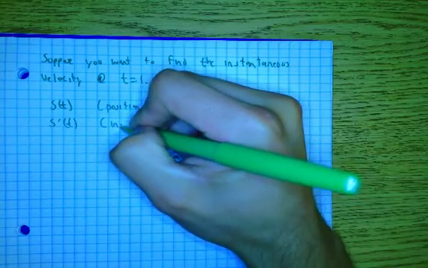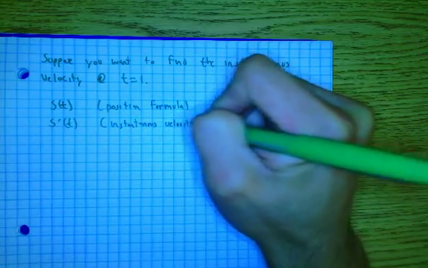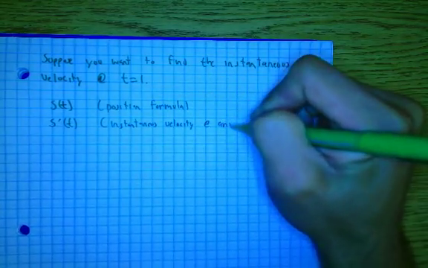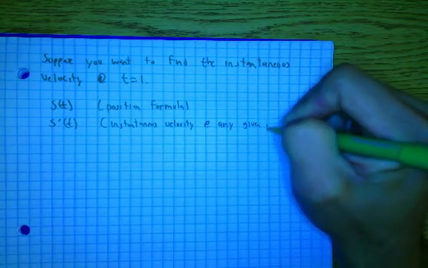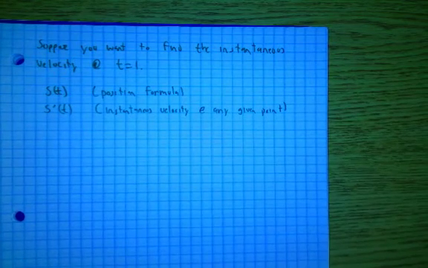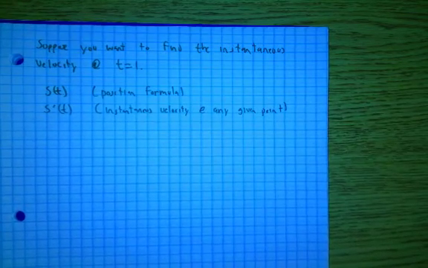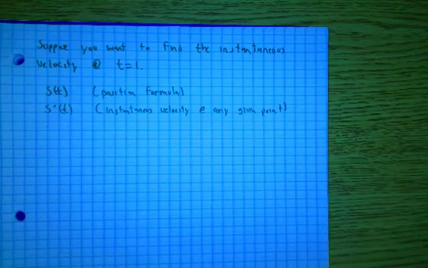At any given point. So if we take the derivative of it, we're going to get an equation just like we've been doing, and you're going to be able to find the velocity at any given time. Okay?